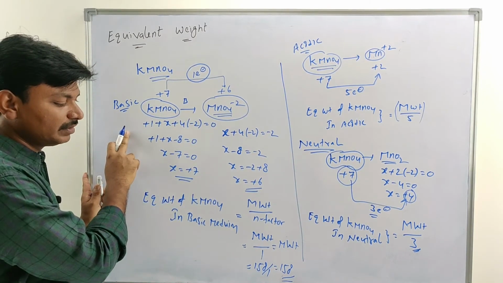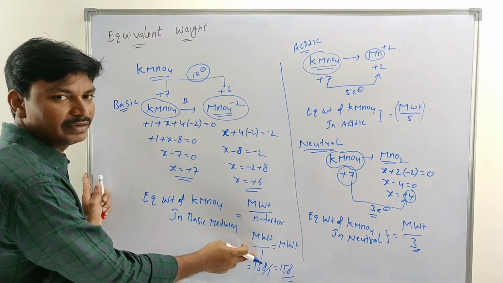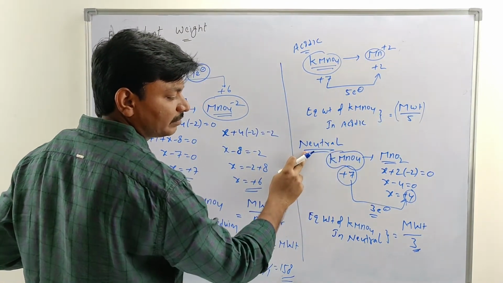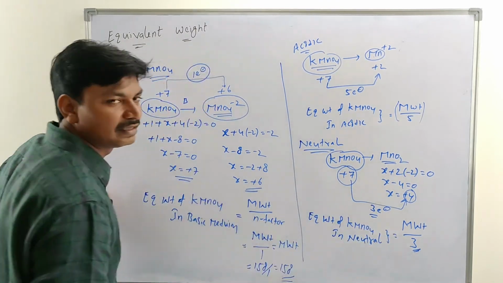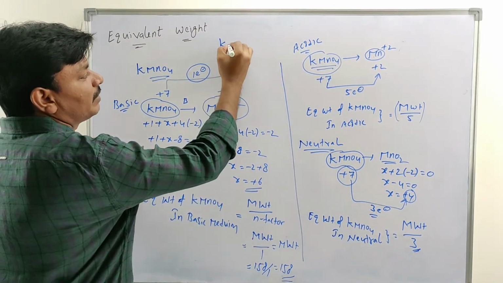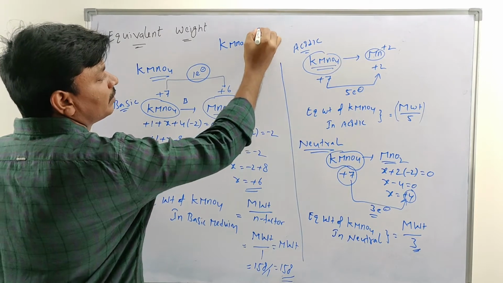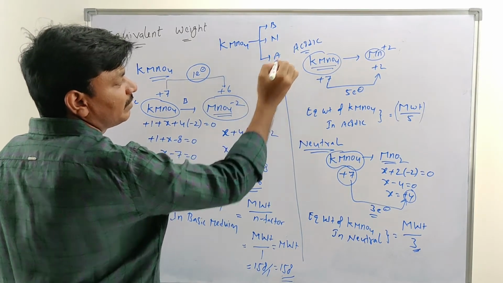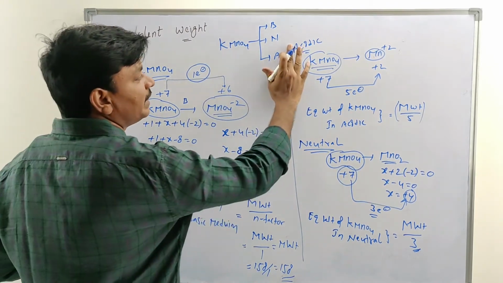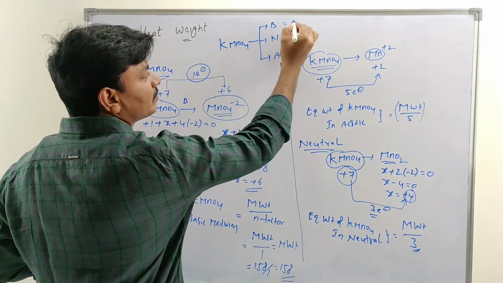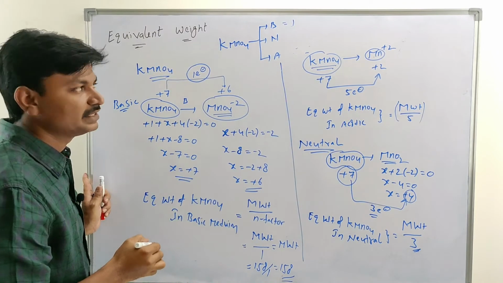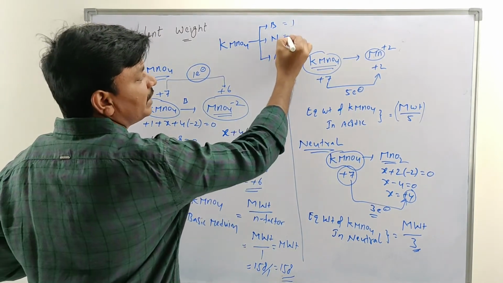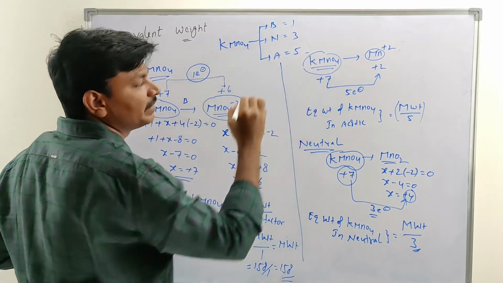In basic medium, the n factor value equals only 1. In acidic medium, the n factor value equals 5. In neutral medium, the n factor value will be 3. That is KMnO4 in basic medium, neutral medium, acidic medium. Okay, clear? In basic medium, the number of electrons transferred is only 1 and it is the n factor value. In neutral medium 3 and acidic medium 5.